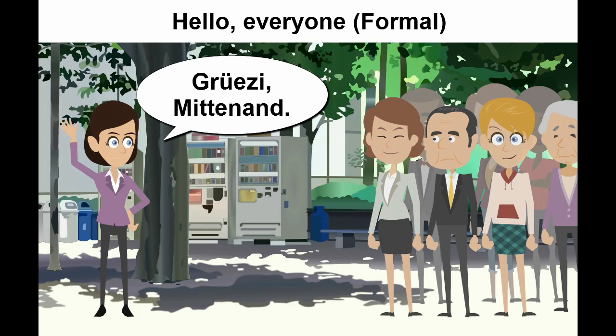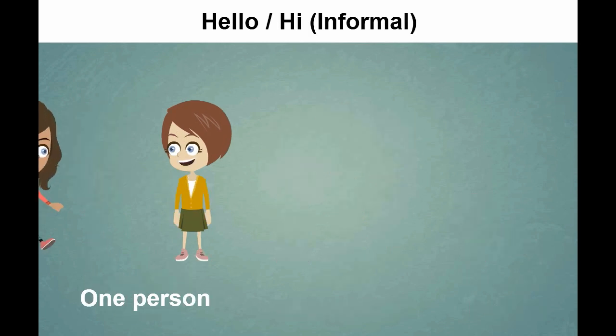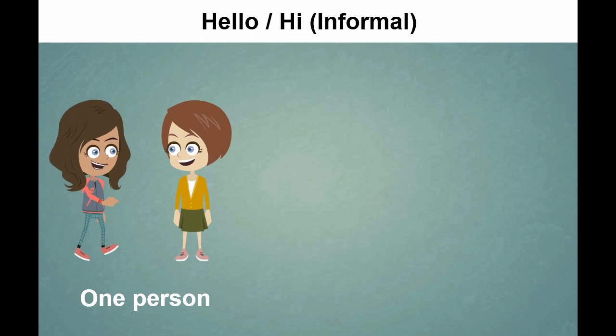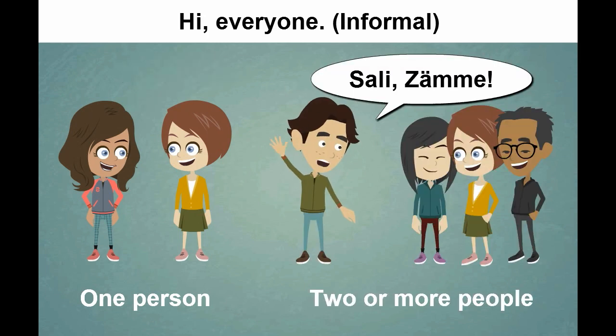Grüezi miteinander. Use an informal greeting with people you know well, with close colleagues, and with younger people. Or any time after you both agree to speak informally with one another. Sali. Sal. Li. Sali, Elsa. Sali Zimmer.